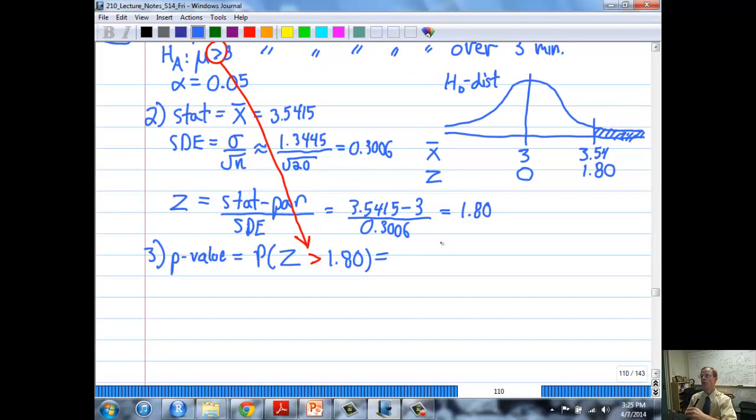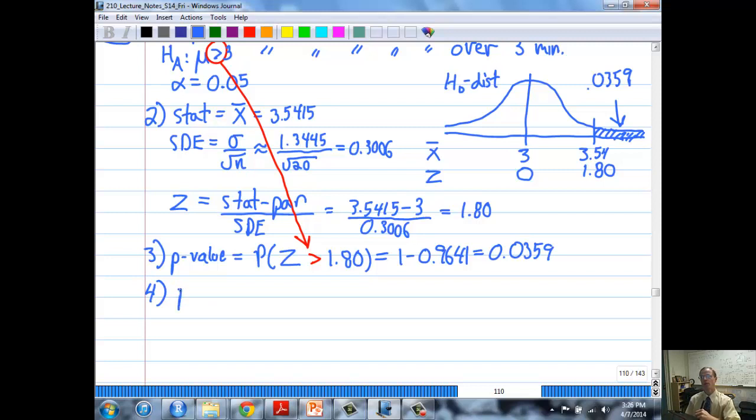No, since I want greater than, I have to do 1 minus 0.9641, which is 0.0359. So the p-value is 0.0359. It's a one-tailed test, that's my result. If it was a two-tail, this would change by doubling. For not equals, I would double that number.